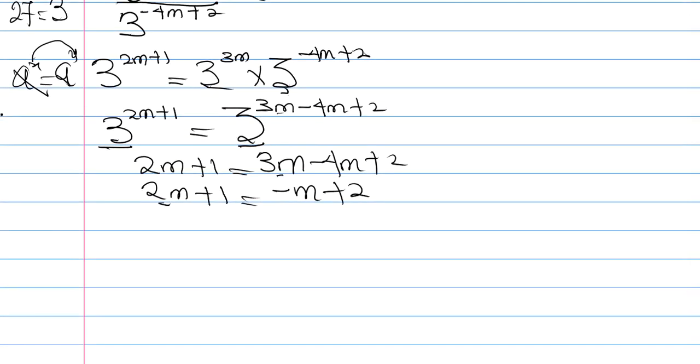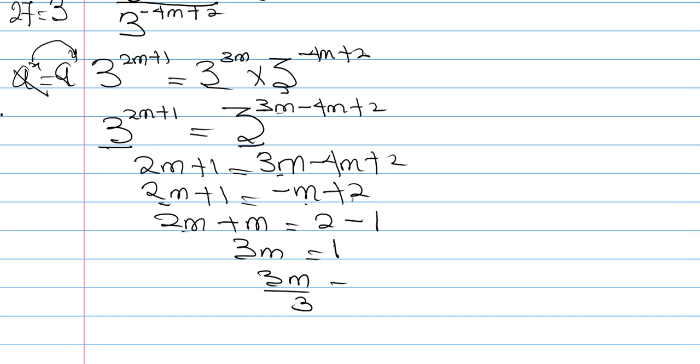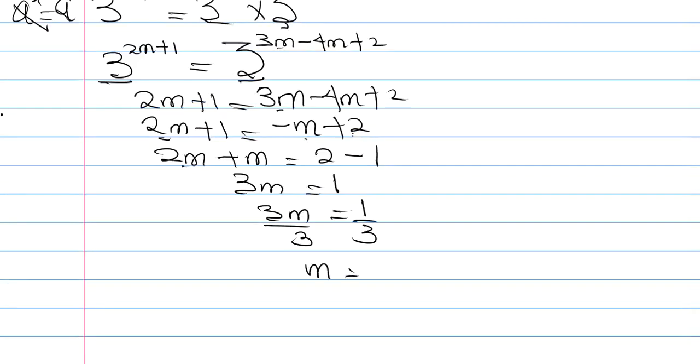Now let me collect the like terms here. We have 2m plus m, and we have 2 here and 1 here, so 2 minus 1. This gives 3m equal to 1. Dividing both sides by 3, we have 3m over 3 equal to 1 over 3. So my m is equal to 1 over 3.